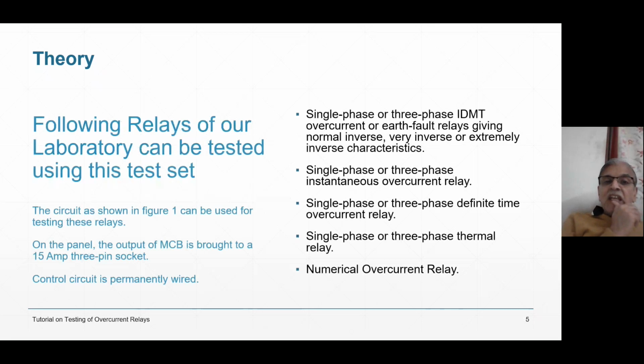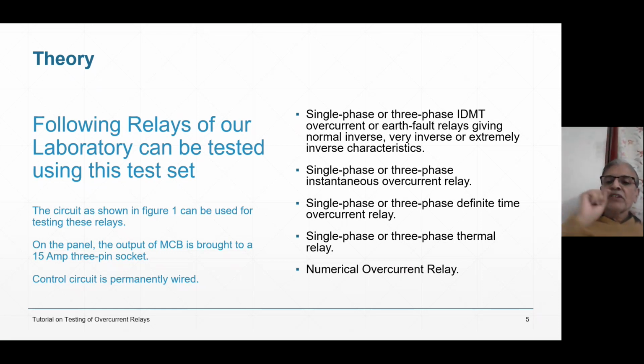Which relays you can test using this test set? Single phase or three phase IDMT overcurrent and earth fault relays, giving either normal inverse, very inverse, extremely inverse, long time inverse. Any characteristic you can check using this test set.